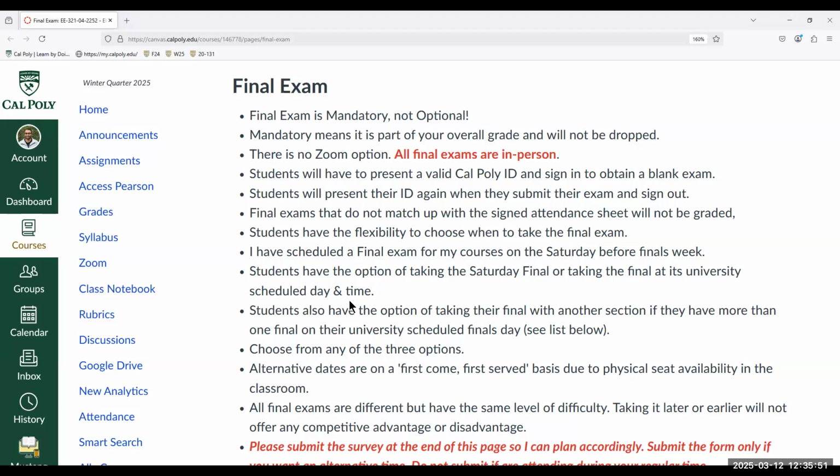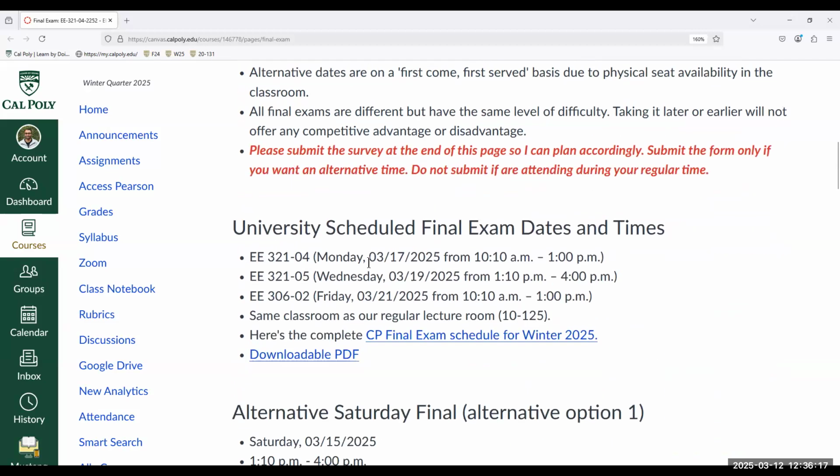The exam counts for 25% of your overall grade. So if you wish to not take the exam, that's your choice. But I don't drop it. It's not optional at my end. Okay. So right away, your grade would drop by 25%. Okay. All right, there is no Zoom option. All final exams are in person in this classroom. Our regular time for the final exam, according to the Cal Poly schedule, is on the Monday of finals week.